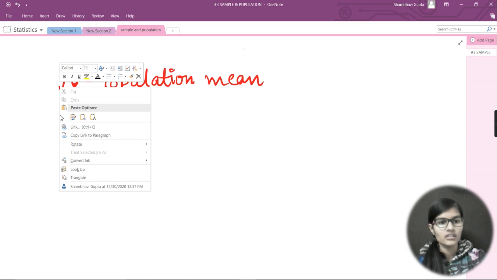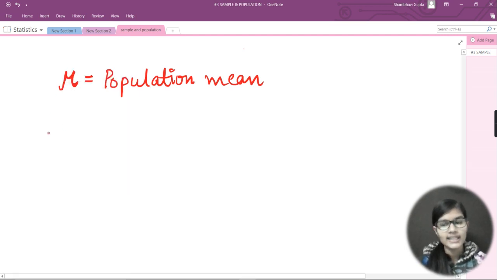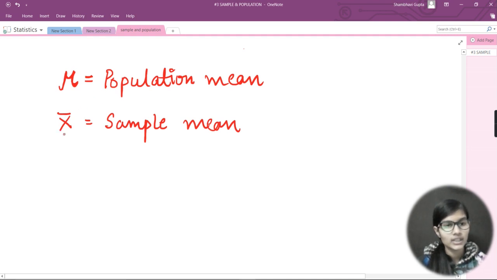Whenever you see the symbol mu written anywhere, you can simply tell that it is referring to the population mean. The next thing is called X bar. This X bar is the sample mean. I already told you about the population and sample definitions, so I'm not going to repeat that here. This mu refers to the population mean and this is known as X bar, which is equal to the sample mean.